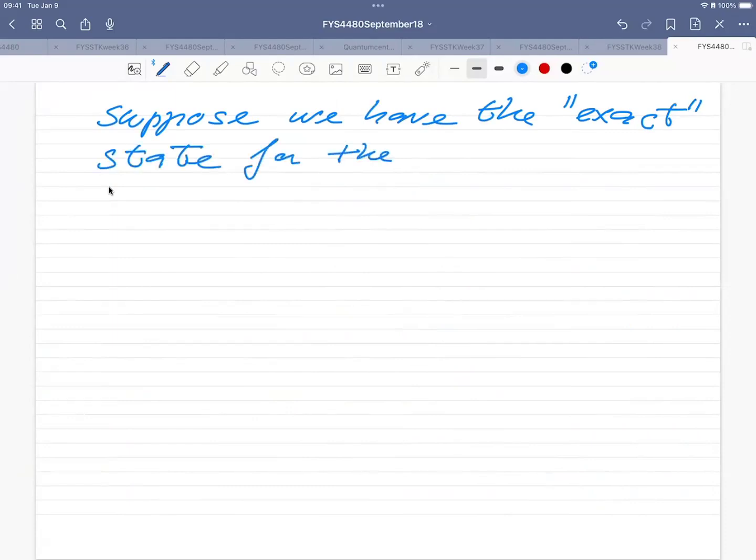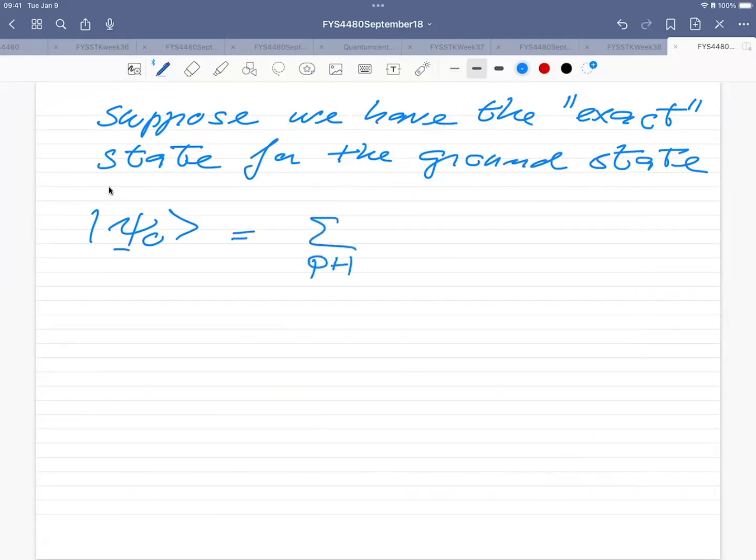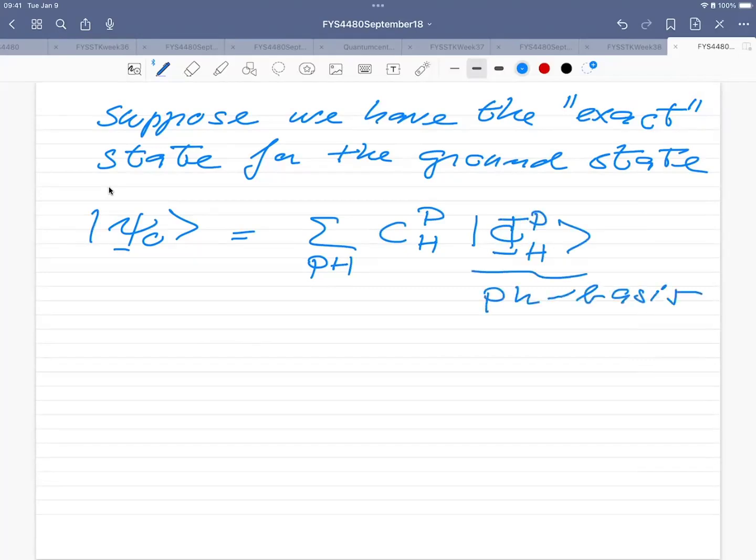And let's do it for the ground state. This is just an example. You can replace the ground state with any state. It's a kind of lettering we have reserved for what we call the exact state. Now we can make particle hole excitations. So that means that I would have a C_HP, this is a coefficient, and the basis. So this is this HP particle hole basis.